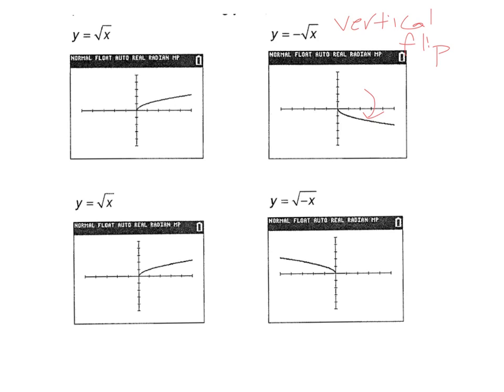On the bottom row, again, you see the parent graph, and then the last graph, there's a minus inside the function. So that's a horizontal flip. It's flipped over the y-axis.